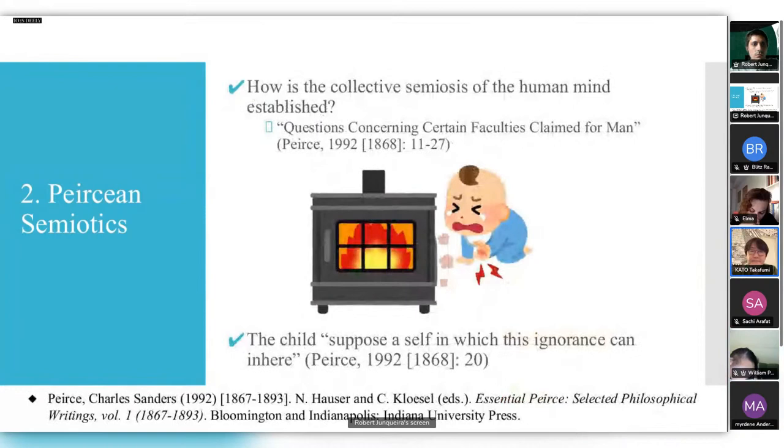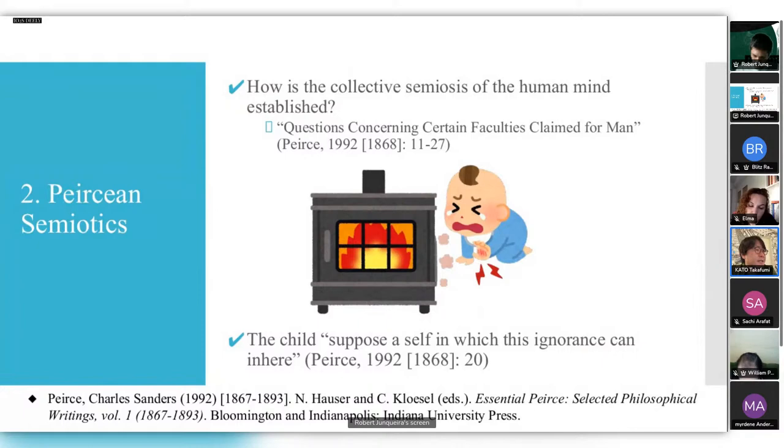How, then, is the collective semiosis of the human mind established? Interestingly, in his article Questions Concerning Certain Faculties Claimed for Man, Peirce describes the process by which the infant establishes the ego. The ego, as it were, arises when the child acquires language and realizes his own ignorance.